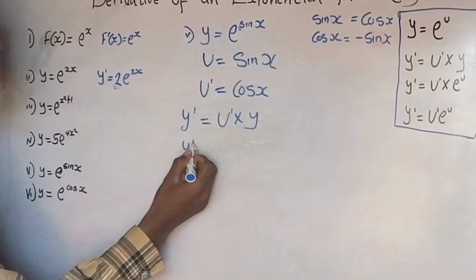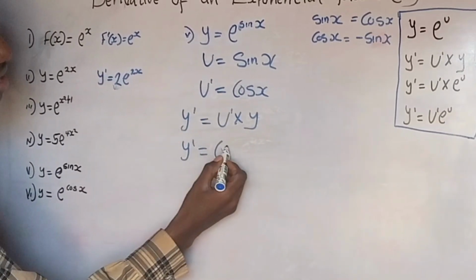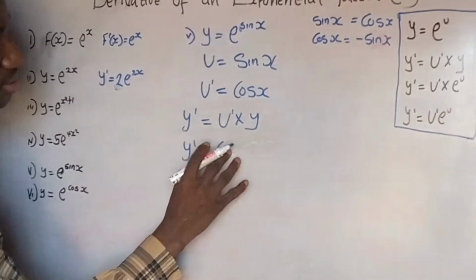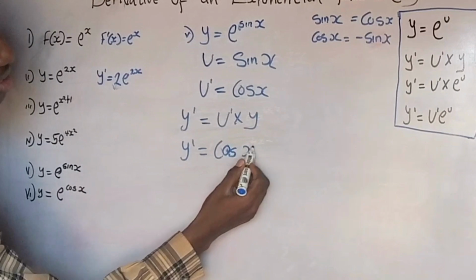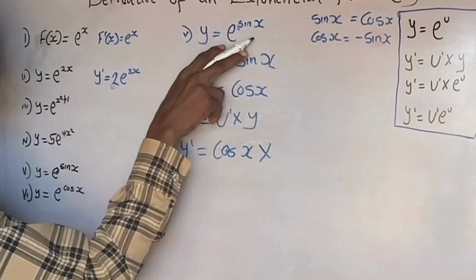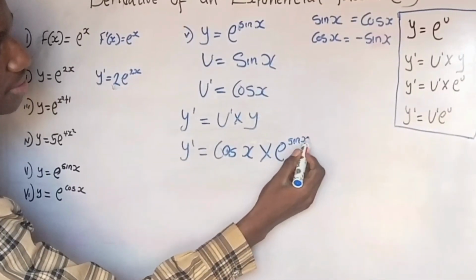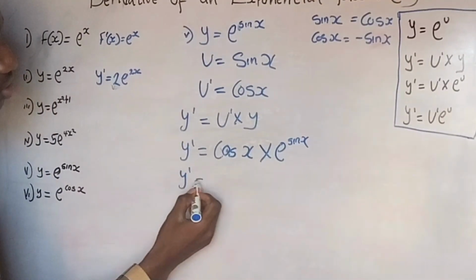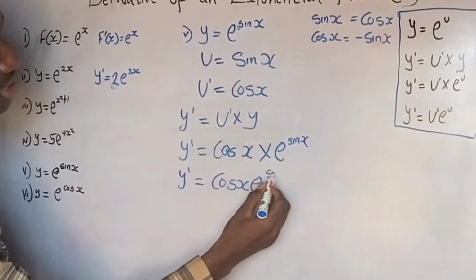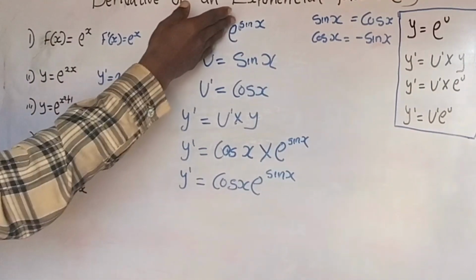So the derivative of y is equal to the derivative of u, which is cos x, multiplied by, don't forget, the function y, which is e raised to the power of sine x. So the derivative of y is equal to cos x times e raised to the power of sine x. So that is how to find the derivative of e raised to the power of sine x.